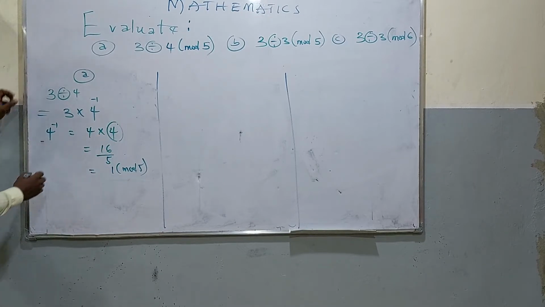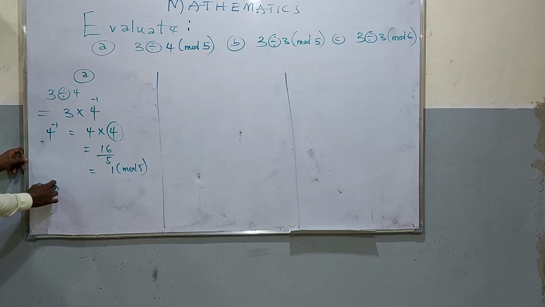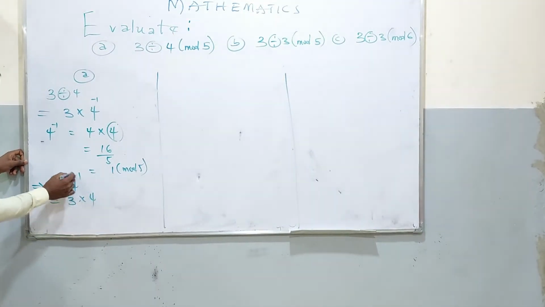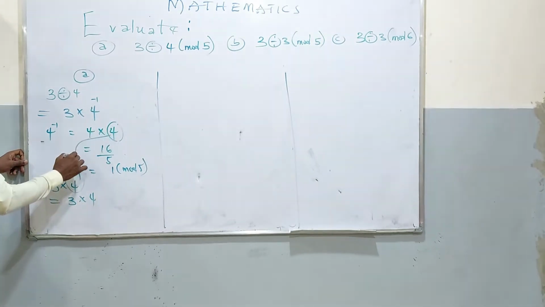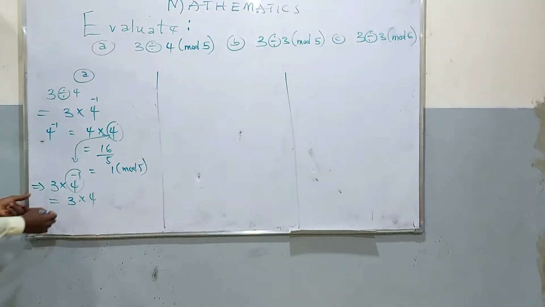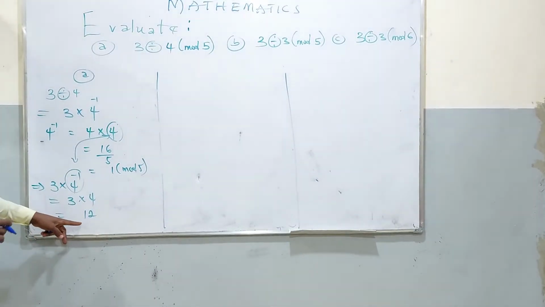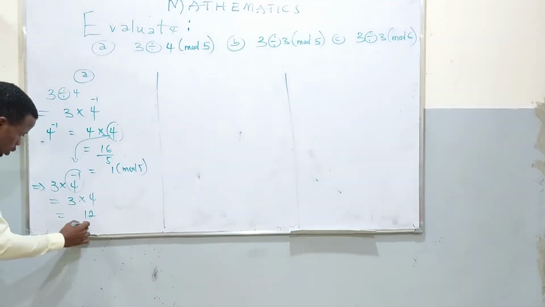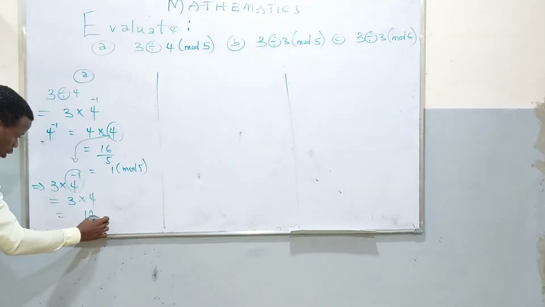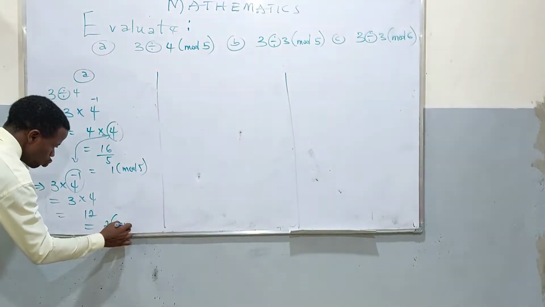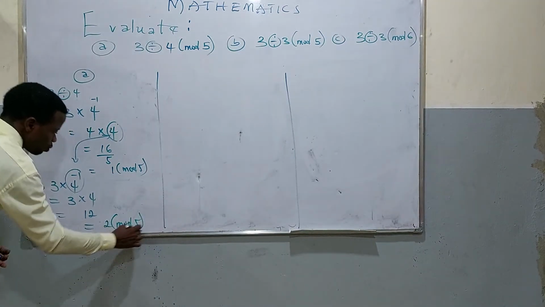So we can now rewrite this question. 3 times the inverse of 4 can be written as 3 times 4, since the inverse of 4 is 4. The answer is now 12. 12 in mod 5 is what? 5 divided into 12 is 2 remainder 2. So our answer is 2 mod 5.